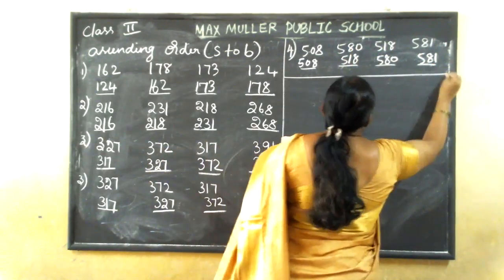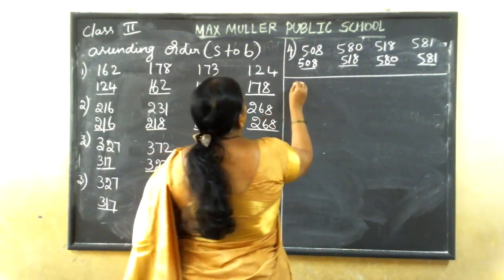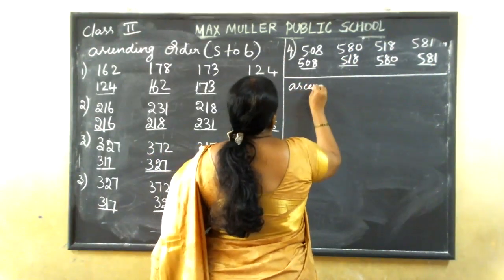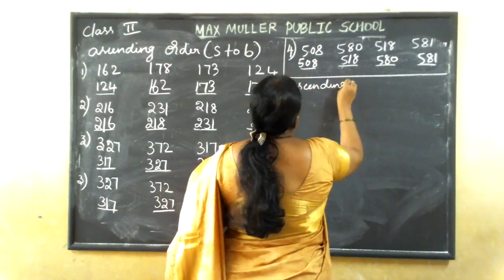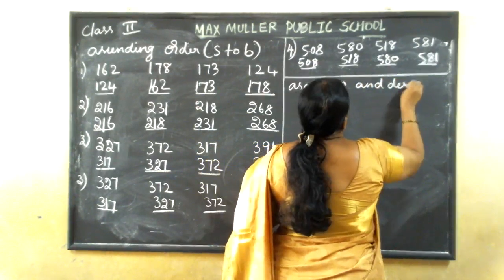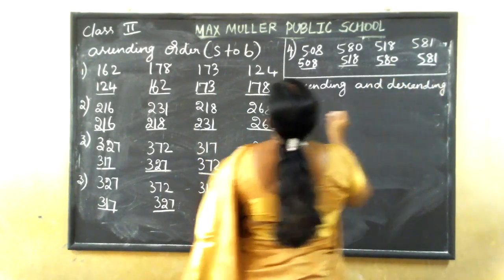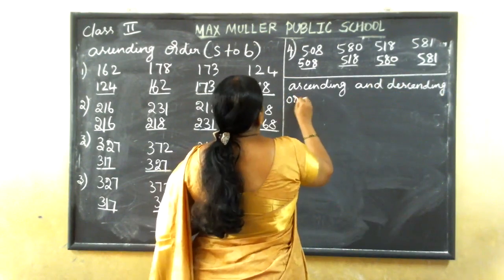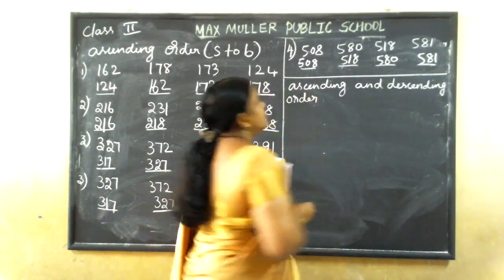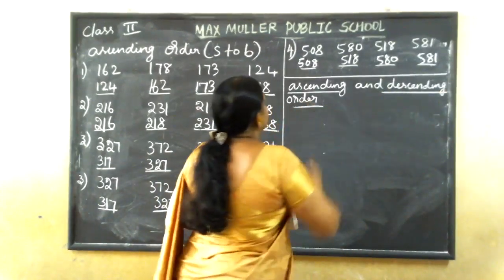Now arrange the following in ascending and descending order. So you want to write next main, ascending and descending order. Ascending means what you want to write, children? Small to big. Descending means big to small.